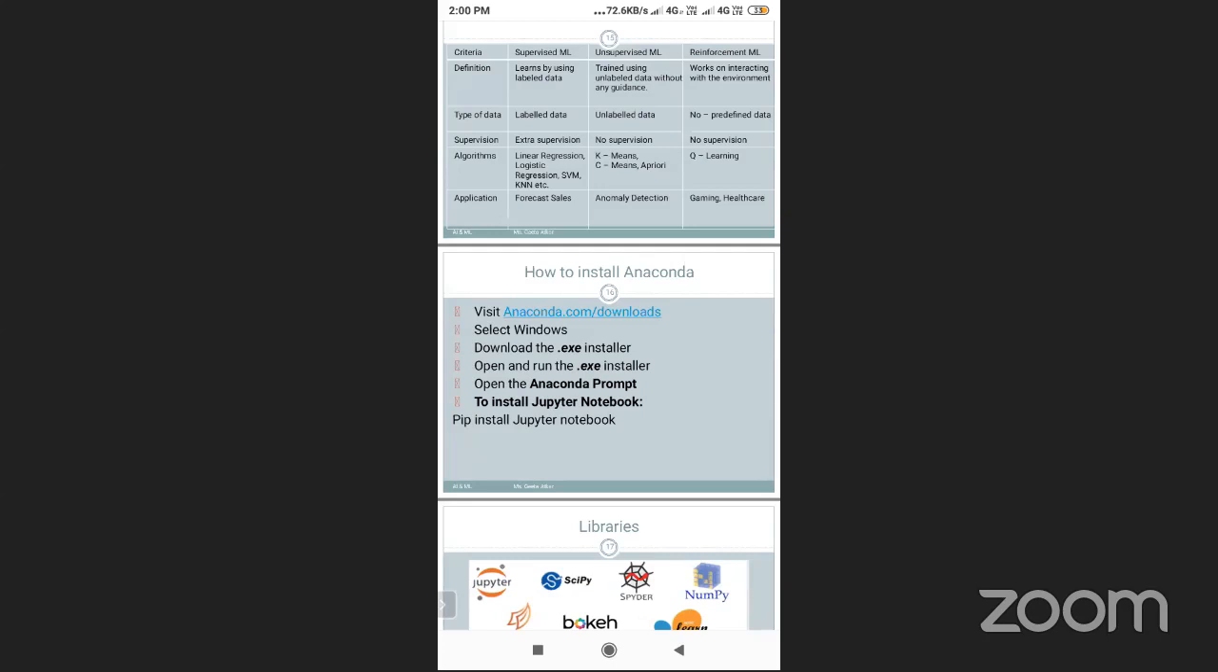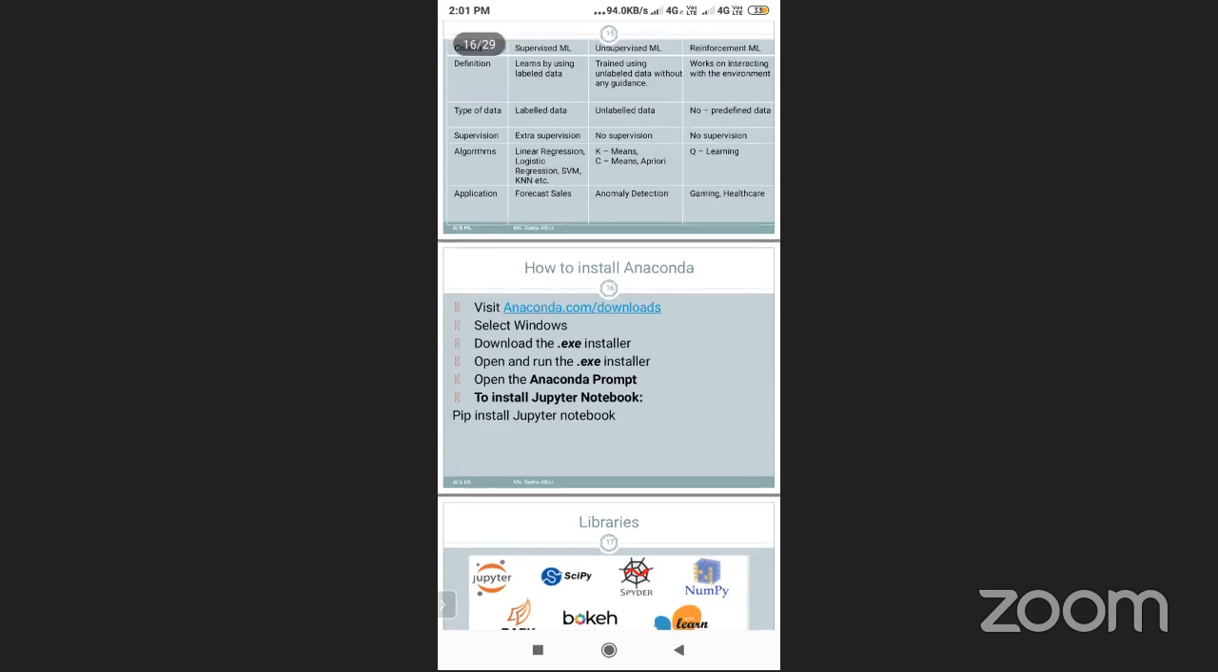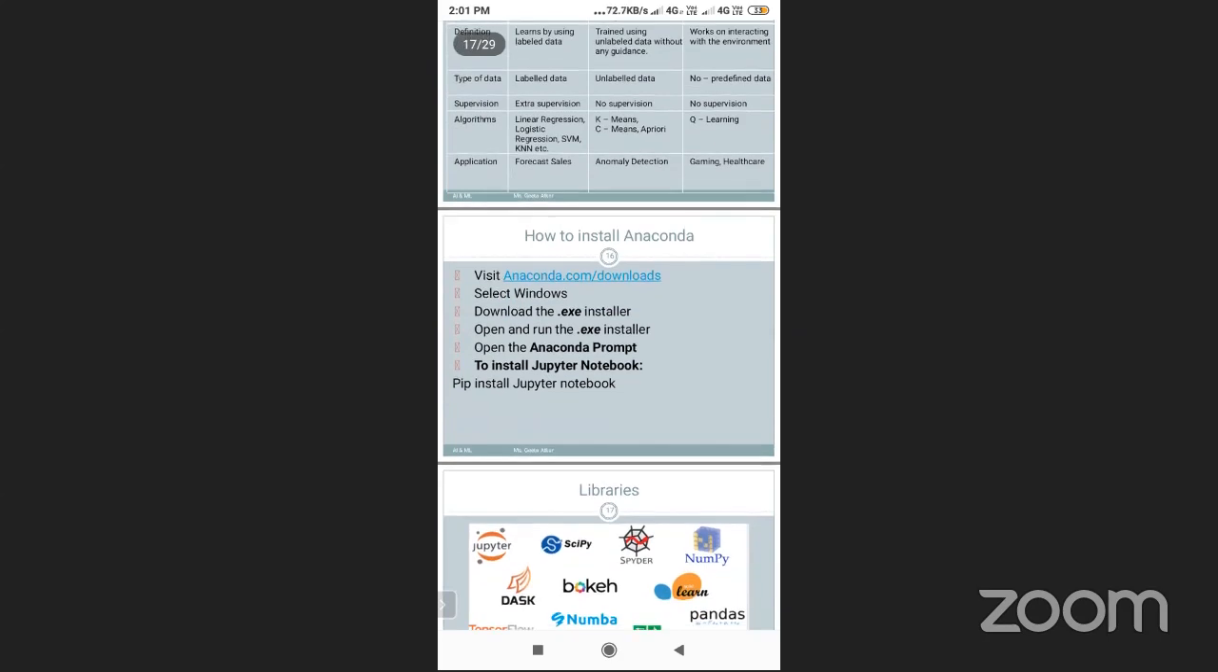I think all of you might know how to install Jupyter Notebook and Anaconda. We just have to download it from that site. Once you get the exe file of the Anaconda software, you will get the Anaconda Prompt on your system. After installing that, you can install Jupyter Notebook by using this simple command: pip install jupyter notebook. Jupyter Notebook is an editor for writing Python code. Once you have installed it, you can start writing code in Python.